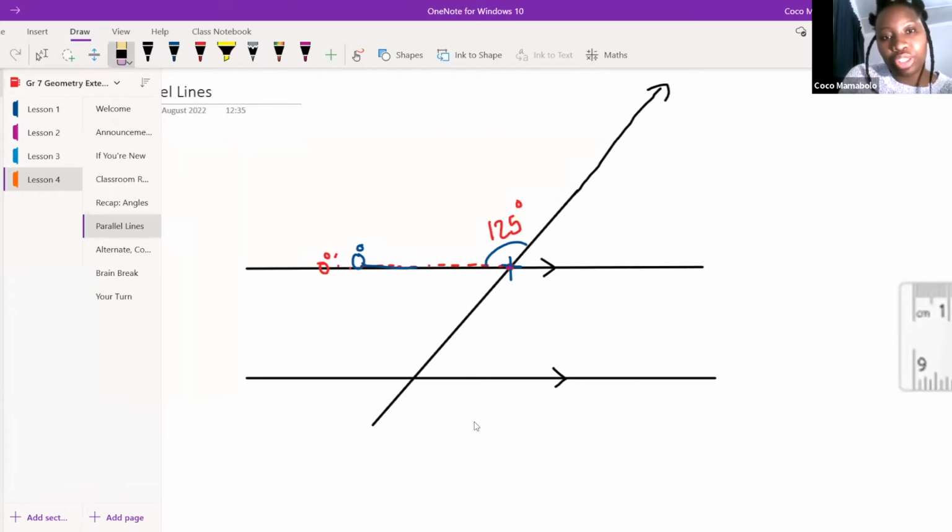And then just make sure that you write 125 degrees. Should I draw that line? Yes, you can draw that line. Let me draw that line. All right, let me just make sure that my protractor is with these things.